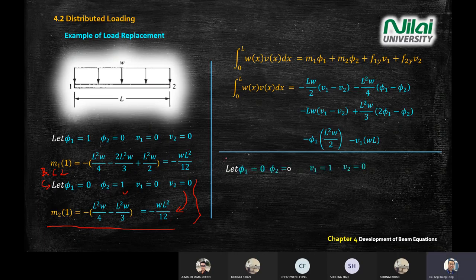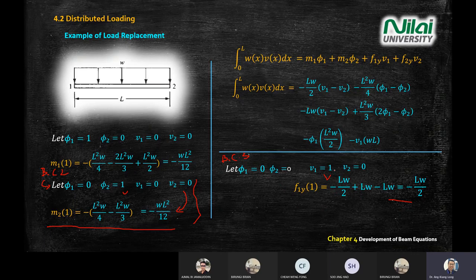And then you apply one more time the boundary condition number 3, where you set rotation 1 to 0, rotation 2 to 0, and now you set vertical displacement 1 to 1, vertical 2 to 0. You apply the same as step 1 just now. You apply all these numbers into these two equations. You get the third equation where you will get force 1 equal to minus something. You rearrange, you get minus LW divided by 2. So by now you should be able to see the flow of a mathematics derivation.